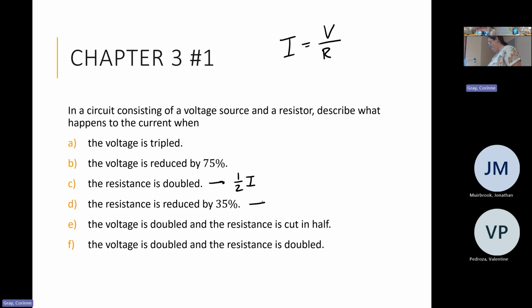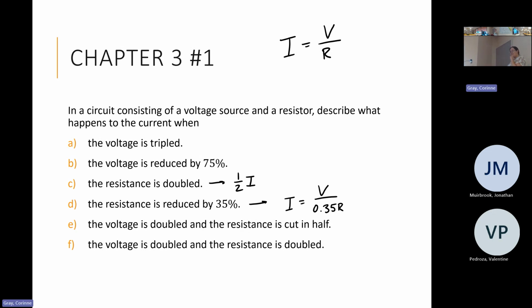So how did you set that up? So you had, right, 1. So I is equal to R, sorry, V over 0.35 R. Is that how you did it? We think about mathematically setting it up. Does this make sense?